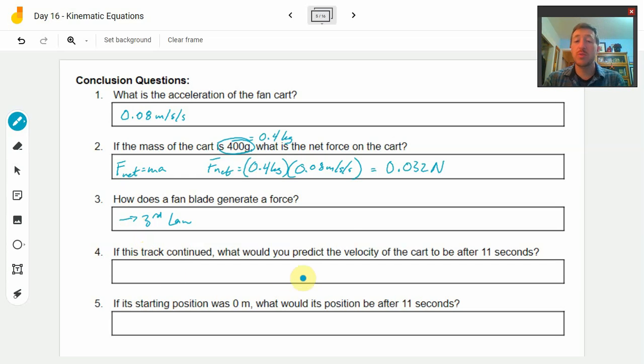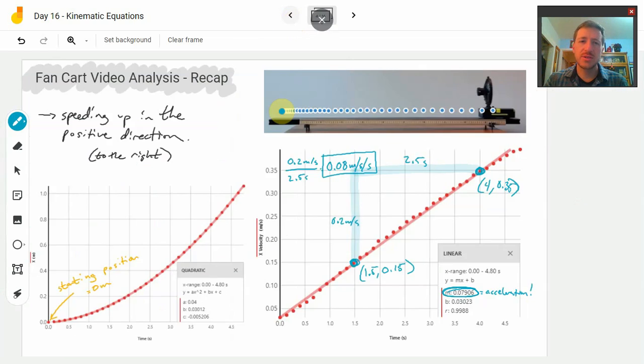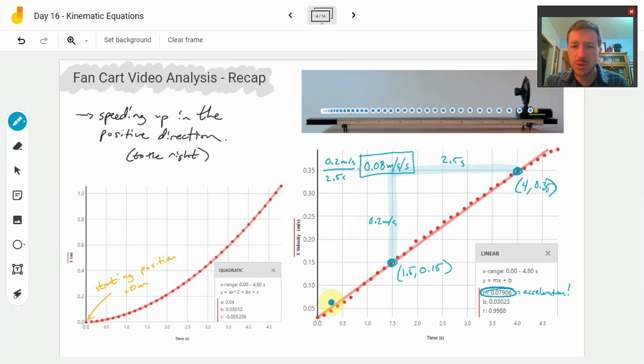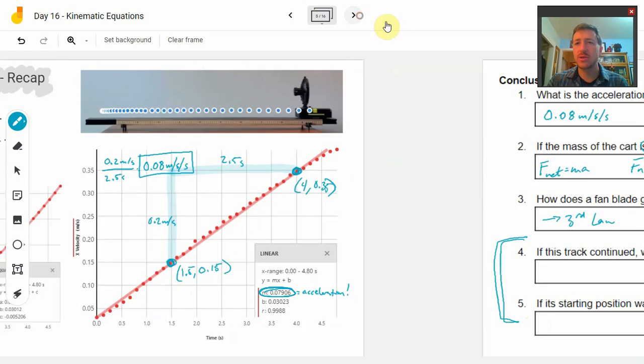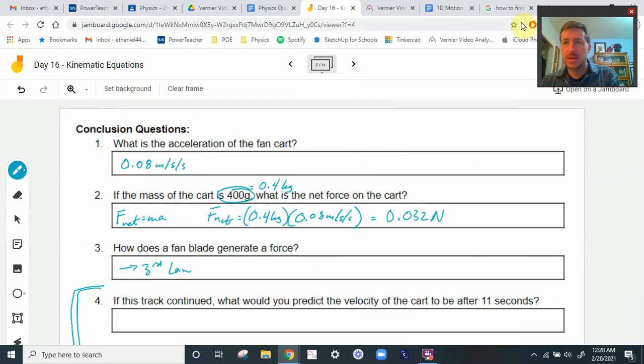If this track continued, what would you predict the velocity of the cart to be after 11 seconds? And these two I want to take a pause on, right? So we're looking for the velocity and the position after 11 seconds. And the best way to do that, really, is to take a look at our graphs here, and if you were to extend these graphs to where we could get 11 seconds on the x-axis, you want to make a prediction as to where the position and the velocity would be. So I do want to show you guys how to do that.